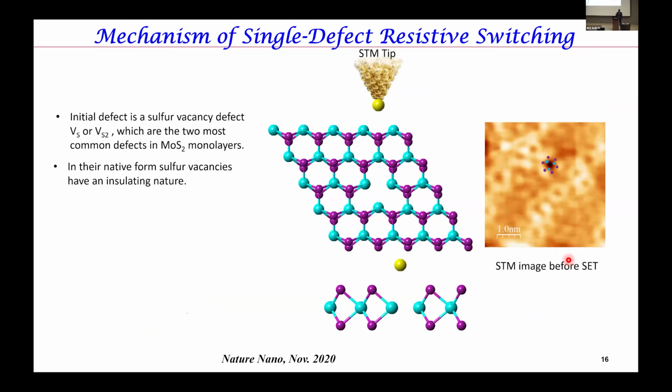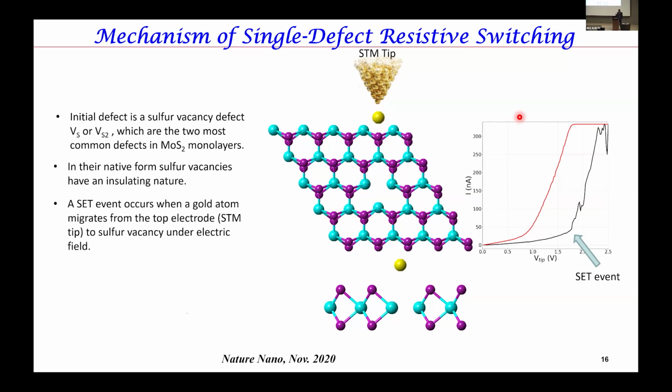You need interaction with the electrode. So I'll just highlight the mechanism through these illustrations where we thought, okay, maybe an atom from the electrode is being absorbed at this defect. So we can find a defect, a vacancy defect, apply an electric field with the STM tip, switch it from the off to the on state. And then our hypothesis was that the gold, in this case, this was a gold STM tip, a gold atom from the STM tip was getting absorbed at the vacancy.